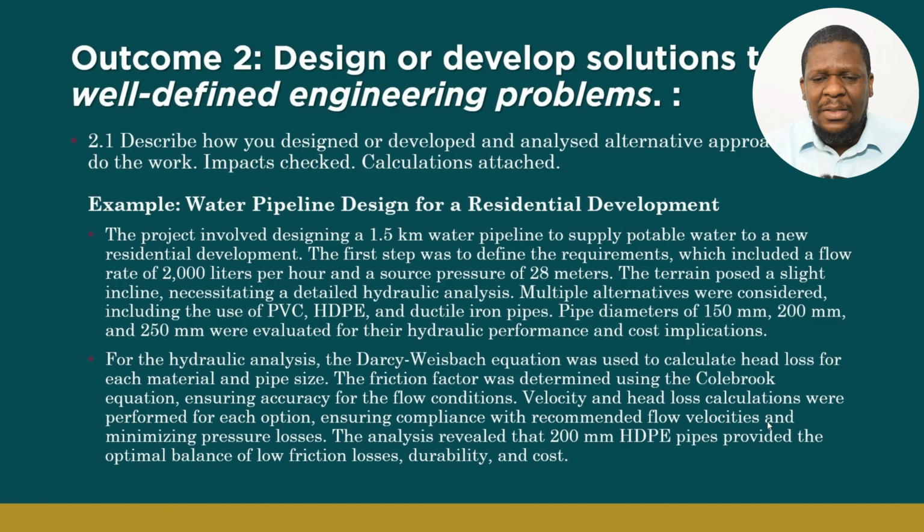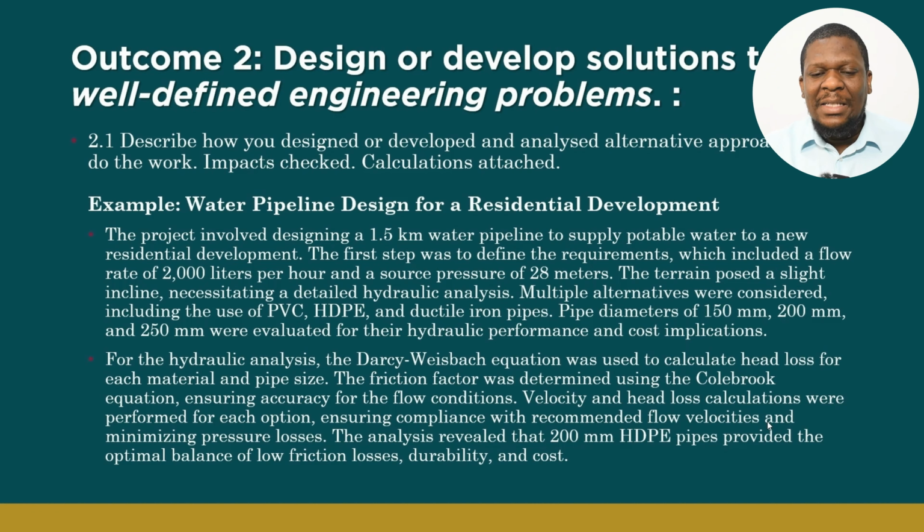The hydraulic analysis. How do you perform the hydraulic analysis? Explain it. Which formula did you use to calculate the head loss for each material and pipe size? The friction loss. How did you determine the friction loss? What method did you use, or what formula did you use to determine the friction loss? Since there are various formulas available to determine the friction loss, what formula did you use in terms of ensuring accuracy of the flow condition? The velocity, how did you calculate the velocity? How did you calculate the head loss in terms of each and every option that you have made? Ensuring compliance with the recommended flow velocities and minimum pressure.